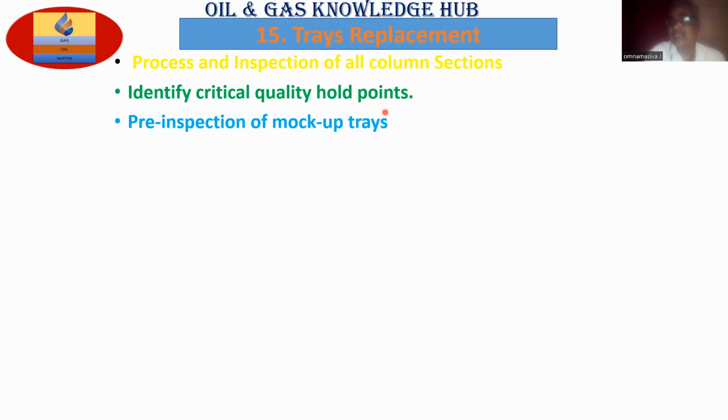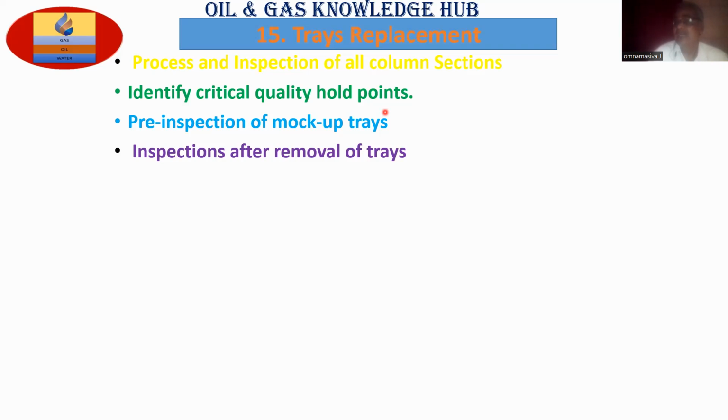Pre-inspection of mock-up trays. You check the mock-up trays before installing inside the column. Okay. Inspection after removal of trays. Once you remove the whole tray from the process column, you should inspect the tray: what type of damage took place, what is the bending shape, how much. Everything is measurable and visible. You measure it and write down the report, maybe for the next shutdown or turnaround, you can compare with this report, whether the same damage is there or any changes.